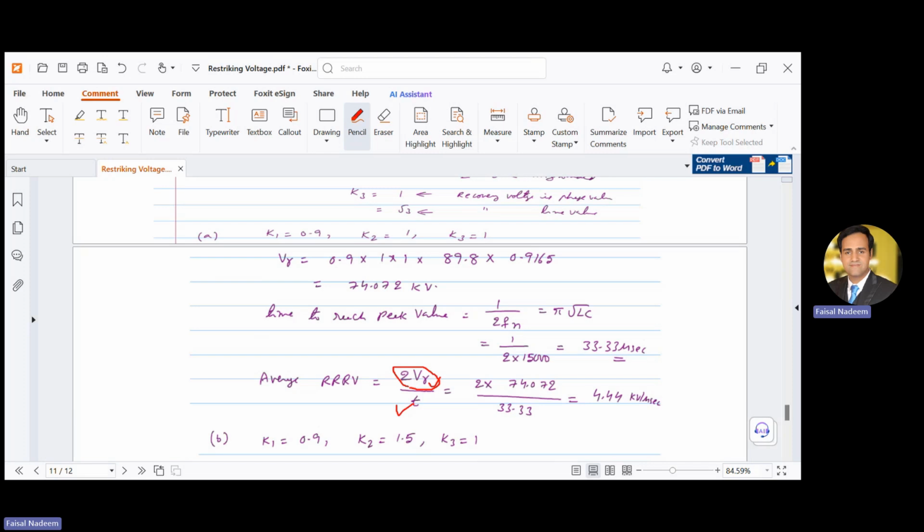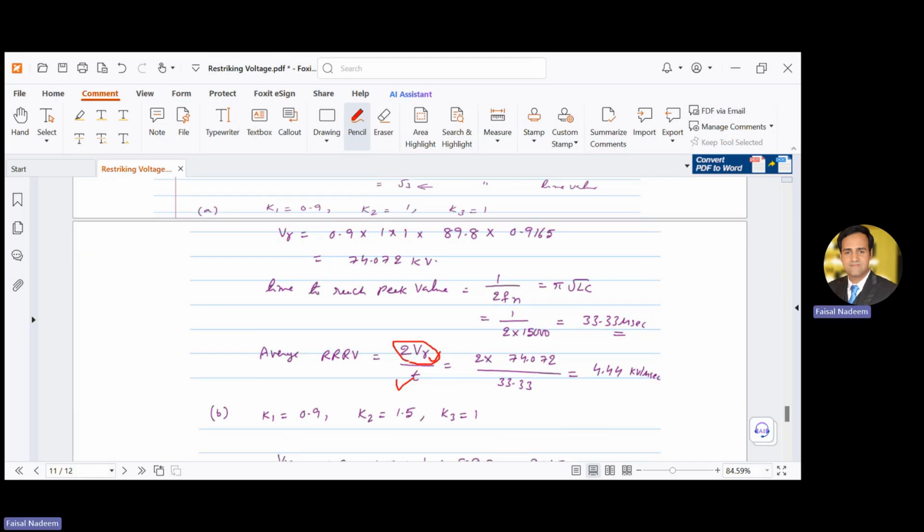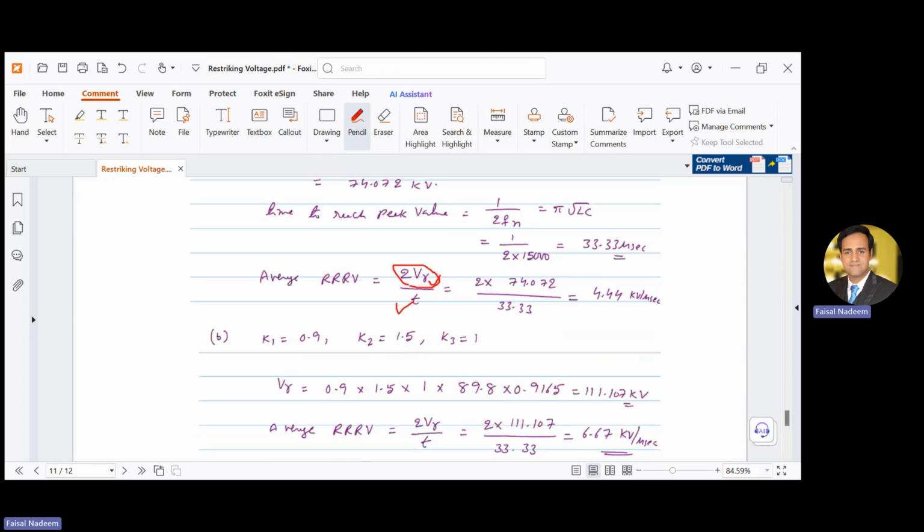To calculate the time to reach the maximum value, we have the formula 1 over 2 Fn is equal to pi under root LC. Putting the values of L, C and pi in this formula, we have T equal to 33.33 microseconds. So average RRRV is equal to 2 VR by T, and by putting the values of VR and T here, we get the average RRRV equal to 4.44 kilovolt per microsecond.